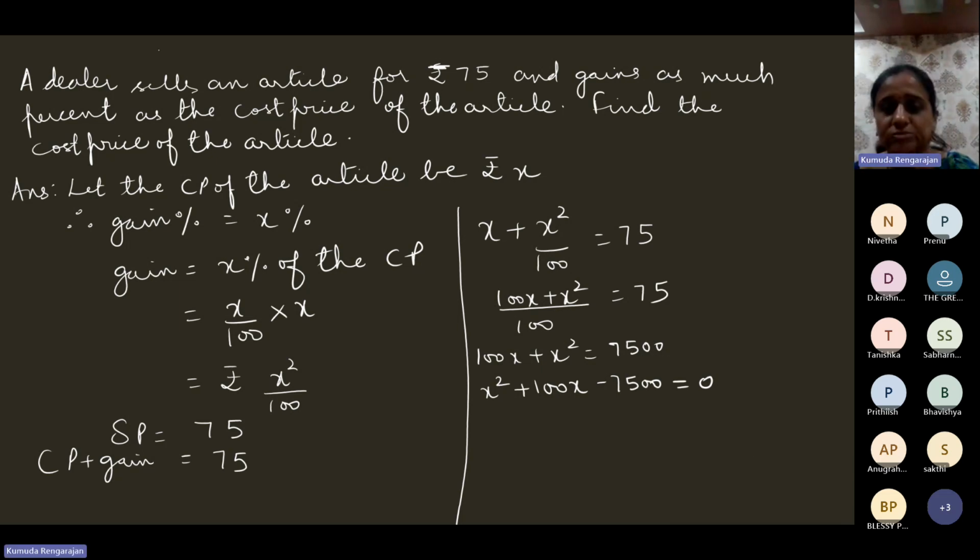So what are the two numbers to split the middle term? Or have you used the quadratic formula? Okay, please work and let me know. You can split the middle term or use the quadratic formula.